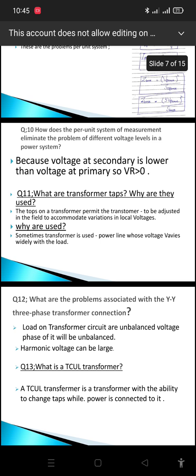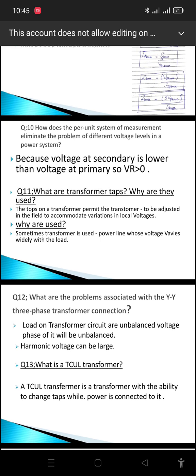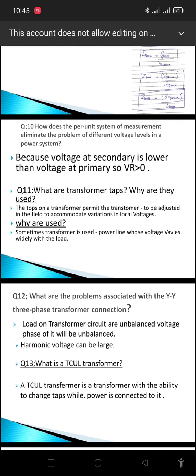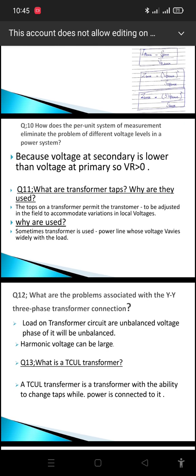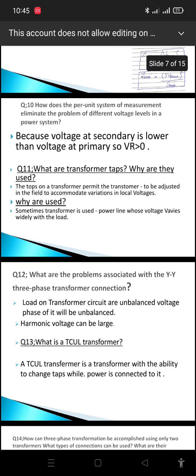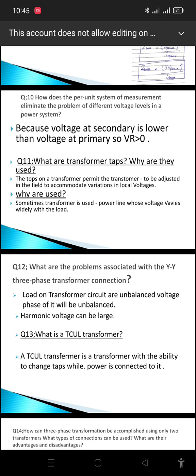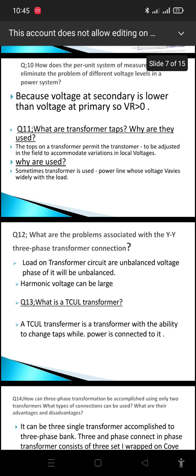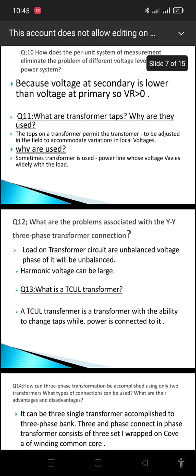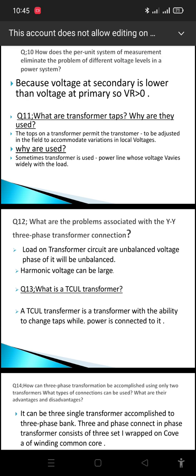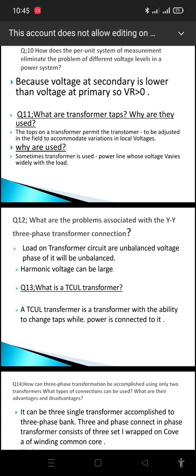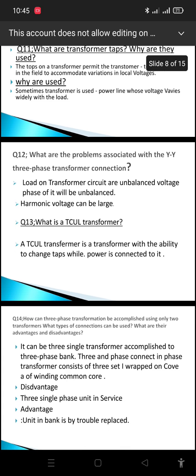What are the problems associated with the Y-Y three-phase transformer connection? Loads on the transformer circuit can produce unbalanced voltages. The phase voltages will be unbalanced. Harmonic voltages can be large. What is a TCUL transformer? A TCUL transformer is a transformer with the ability to change taps while power is connected to it.